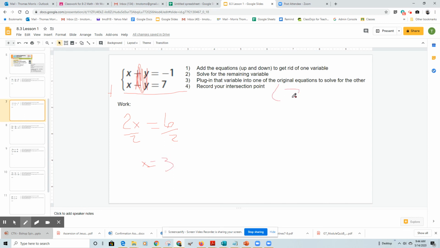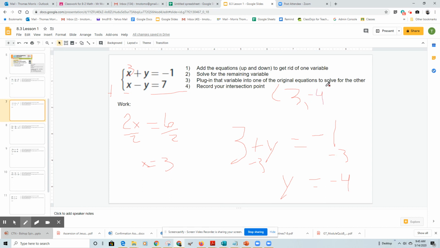All right, so that's my first point. I go back now and plug it in for x to solve for y. I'm going to pick my first one here. I'm going to put 3 there. So 3 plus y equals negative 1. I'm going to rewrite it so you can see it here. I want to get y by itself, so I subtract 3 from both sides. Once I do that, y equals negative 4. Negative 1 minus 3, adding 2 negatives.